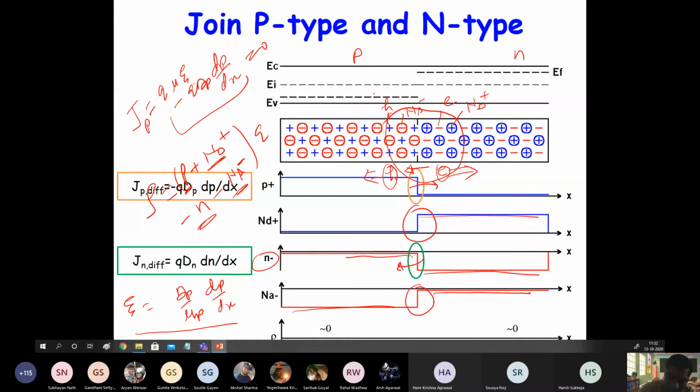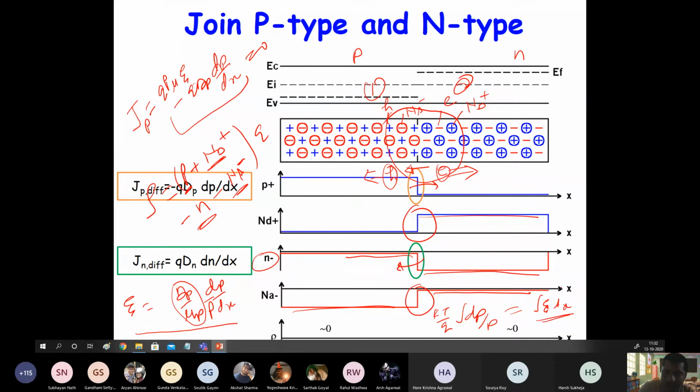If you integrate from p1 to p2, integral dp, okay, there is a p also here, right? So it will be divided by p also. So dp by p will be, now D by mu is kT by q, right? So you can just write kT by q, and this will be integral E dx, right?